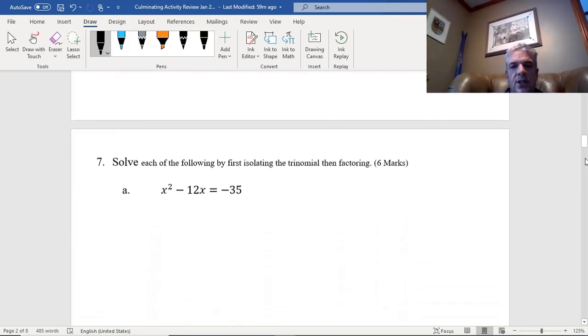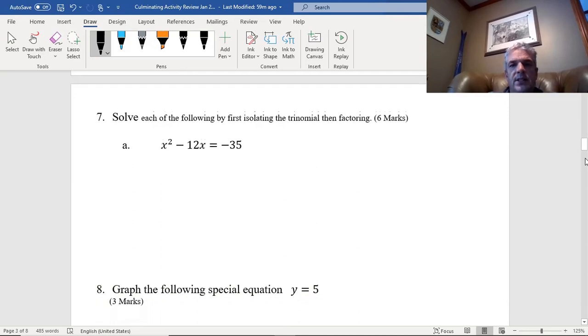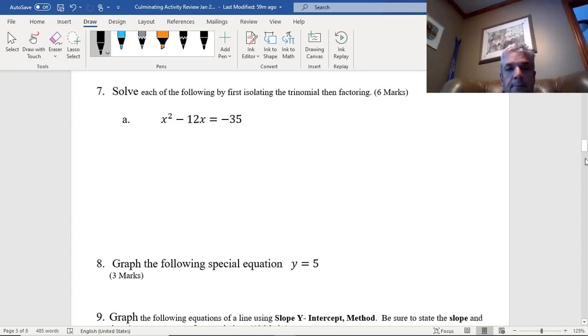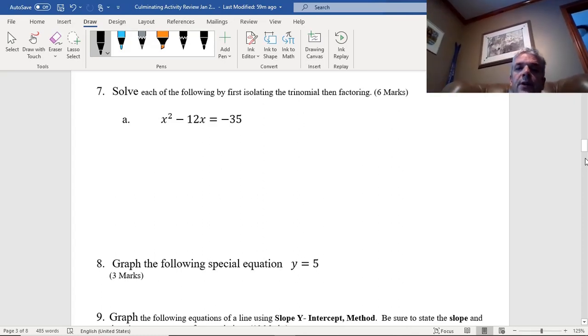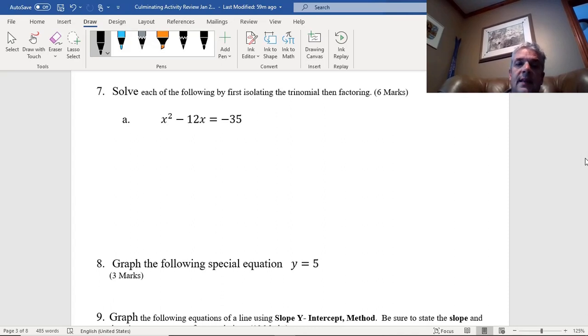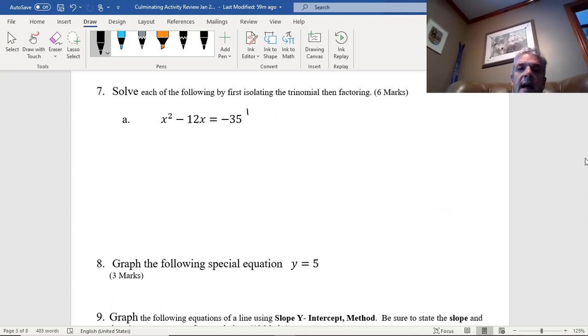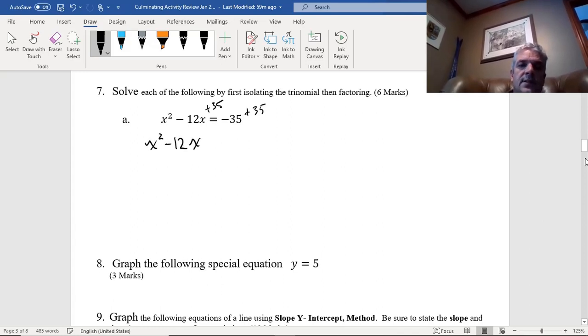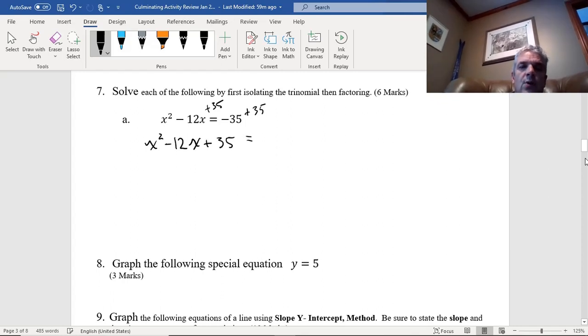So there's a couple of questions like that for you to work on. The next one is to solve a trinomial using factoring, okay? So what we're going to do here is, if you get a trinomial like this, you need to first isolate the trinomial all to one side. Generally speaking, we move it to the left side, but it wouldn't matter if you did it to the other side. I don't really care. So I'm going to have this be plus 35 here, and that's going to add 35 over here. And I get x squared minus 12x plus 35 equals 0.